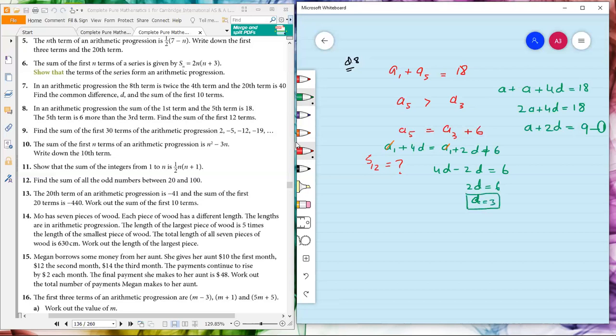How can we find a? Just put this 3 into any one of the equations. Here, if you put it in this equation, so a plus 2 times 3 equals 9, so a is equal to 3 as well. Okay, we have found it. Now I'll just check the answer. S12 means the sum of 12 terms. First write down the formula, n by 2 into 2a1 plus n minus 1 into d.